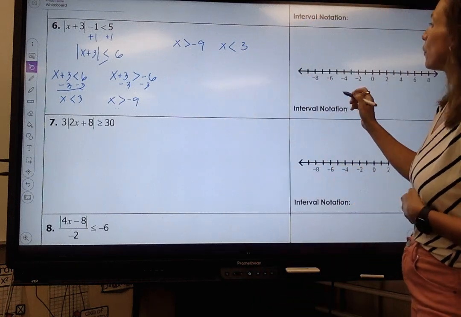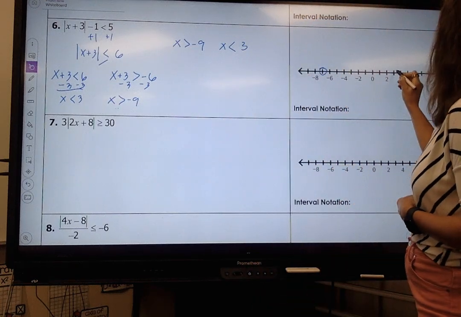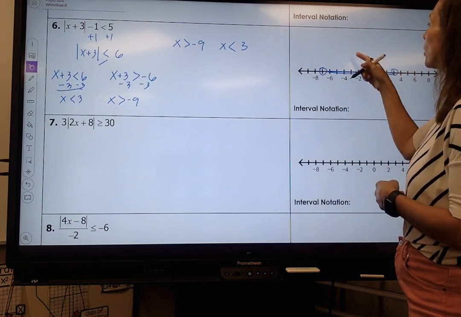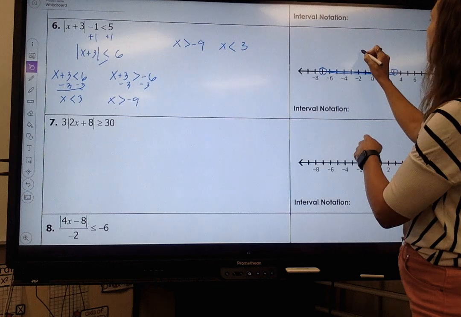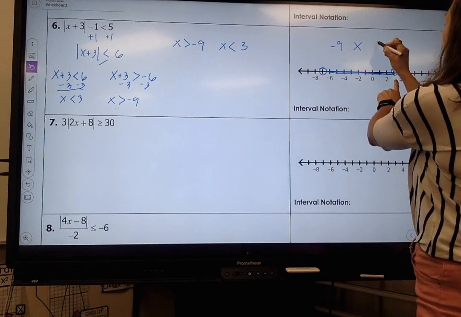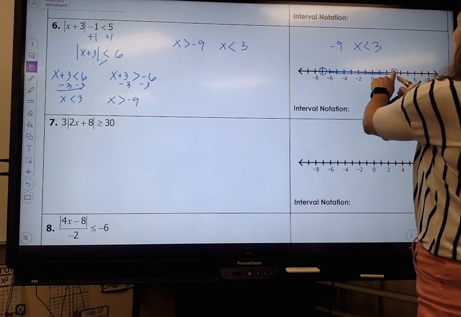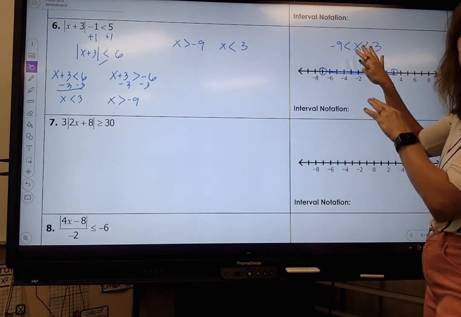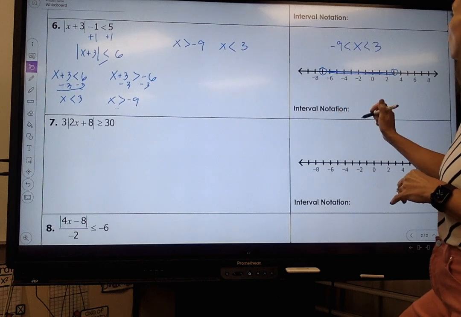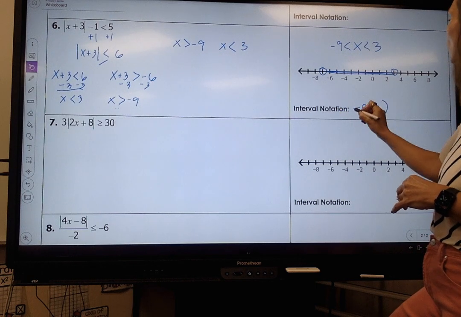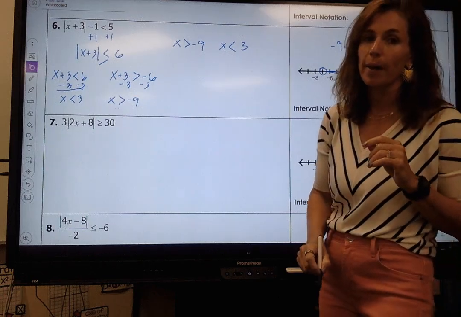So I'm going to graph it first. I'm going to do open circle on -9, open circle at 3, and I know they go together. I'm going to write my and statement above because it's one line, one variable. My target number is -9. My target number is 3. X is less than 3, but x is greater than -9. So there is my inequality statement. Interval notation, this graph starts at -9. It goes to 3, both open circles, so parentheses around that.